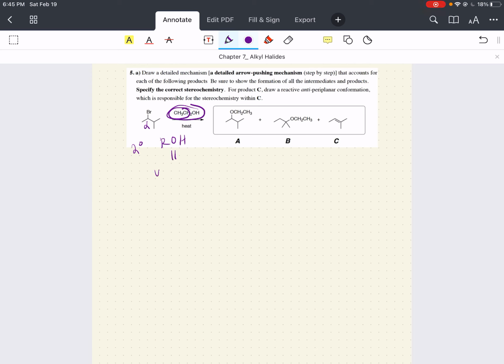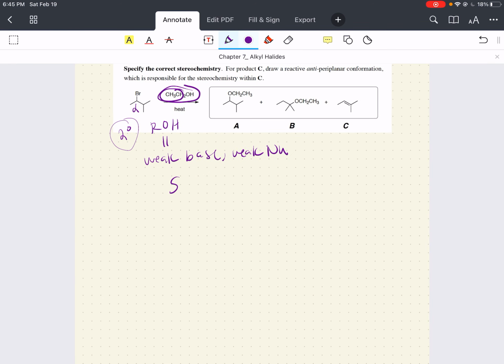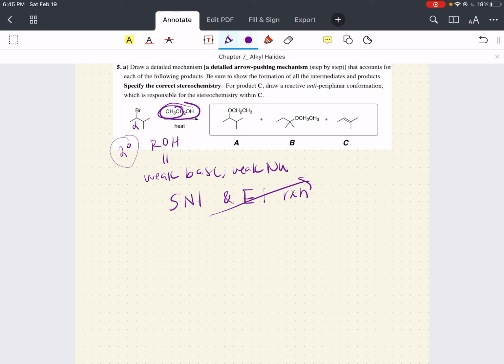This is a weak base, weak nucleophile. All right, this weak base, weak nucleophile with a secondary alpha is going to result in an SN1 and E1 reaction. Now, we're going to have to ignore E1. We haven't talked about it yet. So we're going to just at least try to draw our SN1 reactions.